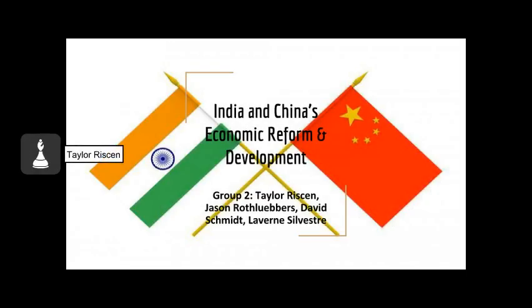Hello, we're Group 2, and we're discussing some of the similarities and differences between India and China, as well as their economic reform and development.